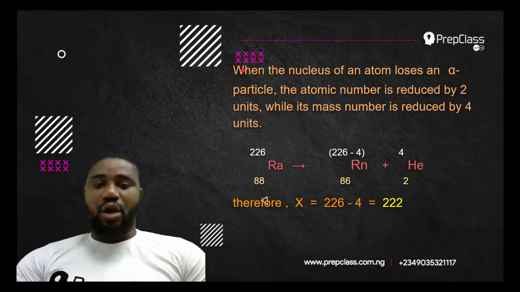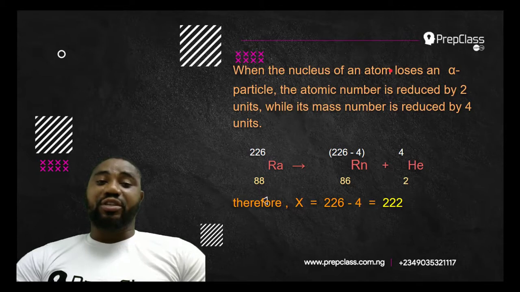Now, this radioactivity takes place in the nucleus of an atom, unlike a chemical reaction whereby reaction takes place in the electron. Radioactive reaction or nuclear reaction takes place in the nucleus. Now, when the nucleus of an atom loses an alpha particle, the atomic number is reduced by 2 units, while the mass number is reduced by 4 units. Since this radon here has disintegrated to a smaller element, the atomic mass will be reduced by 4 and the atomic number will be reduced by 2.